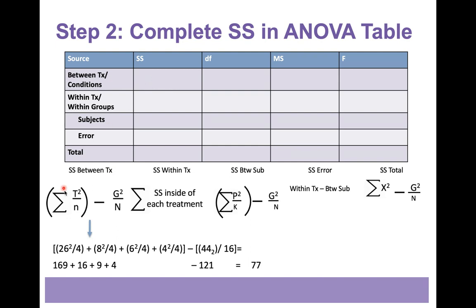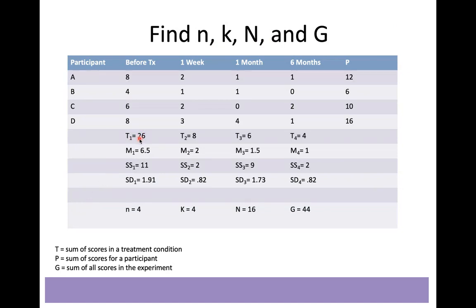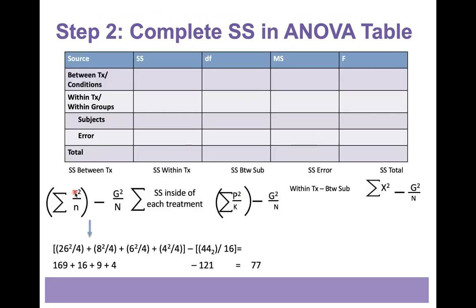We'll go with between treatment conditions first. The formula for the sum of squares between treatments is that we take the sum, that's what this symbol stands for, of every T squared divided by little n. So we're going to take every T, so T1, T2, T3, and T4. We're going to square every T. We're going to divide by little n, which was 4. And then we're going to sum every T squared divided by 4.